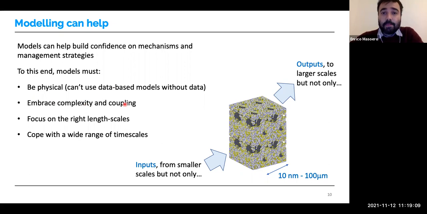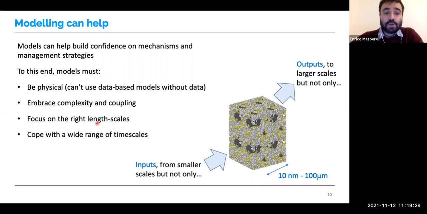Also embracing the complexity and the coupling. So if we just focus on individual mechanisms like those that I showed you in the previous slide one by one, we may lose some coupling between mechanisms that could be synergistic or could actually hinder some of the phenomena. So we need to account for and explore the coupling.